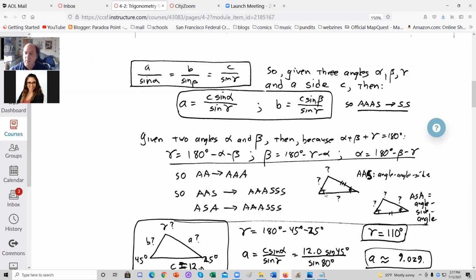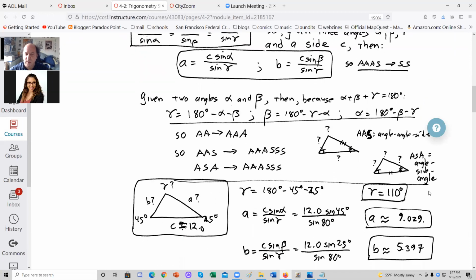Angle, angle, side is when you're given two angles and a third side opposite one of the two angles. Angle, side, angle is when you have an angle, a side, and an angle, with the side between the two angles.